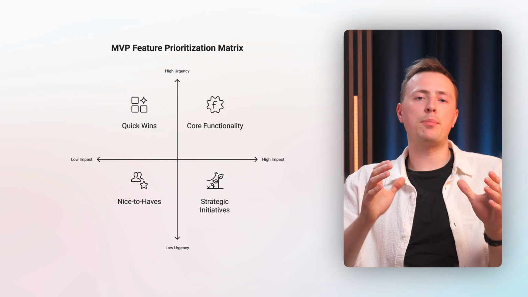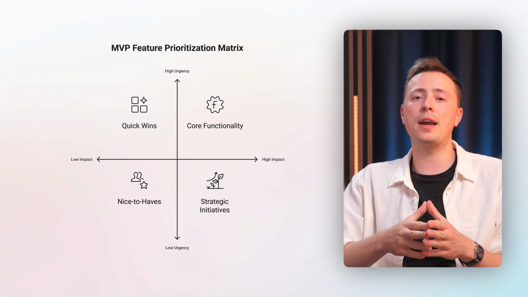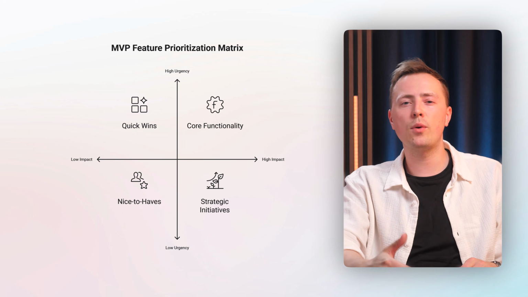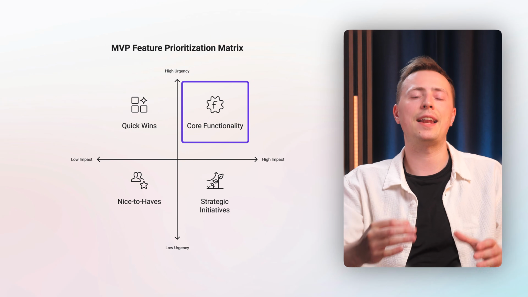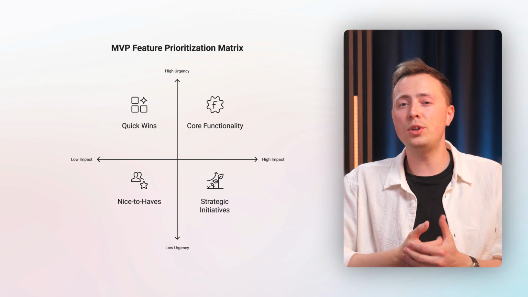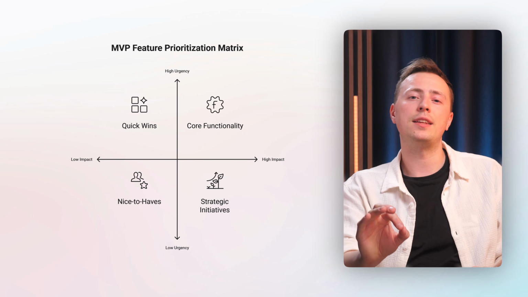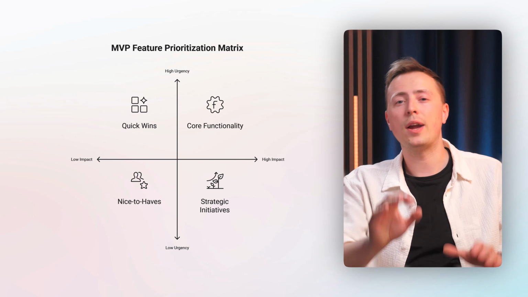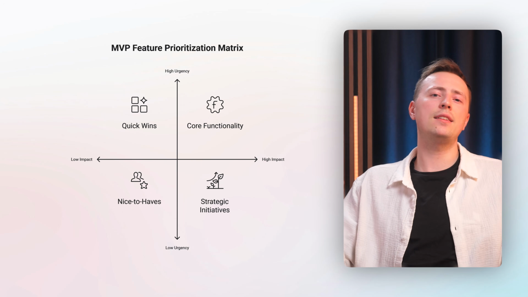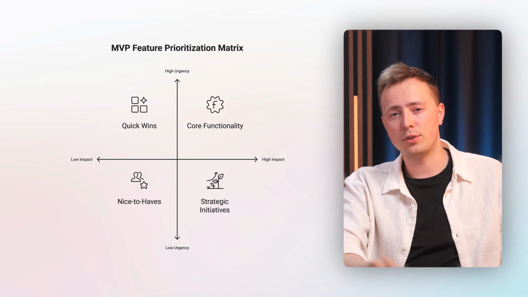Another great tool is the prioritization matrix, where you sort your ideas based on their impact versus their urgency. For your MVP, you want to focus only on the features that land in that high impact, high urgency quadrant. No matter which method you use, the goal is the same: to distill your big idea down to its most powerful core. Your MVP should only include the absolute must-have features. Everything else goes onto a future roadmap, giving you a clear path forward after you launch.